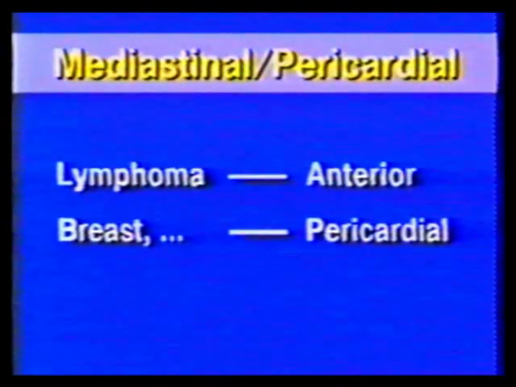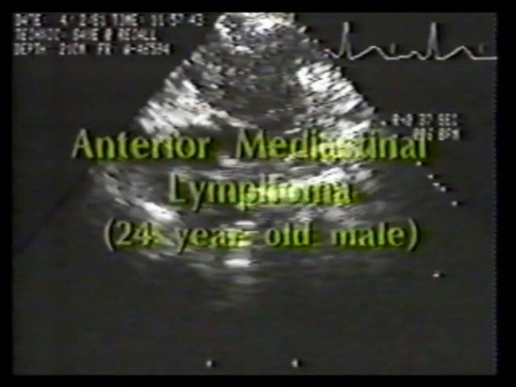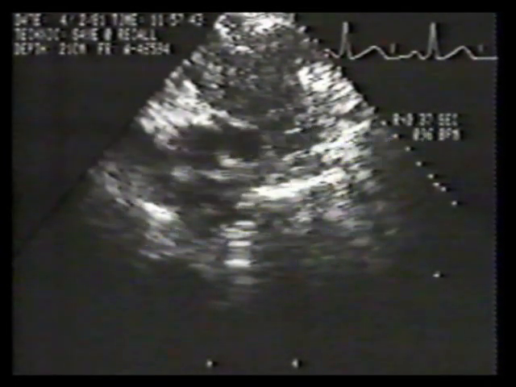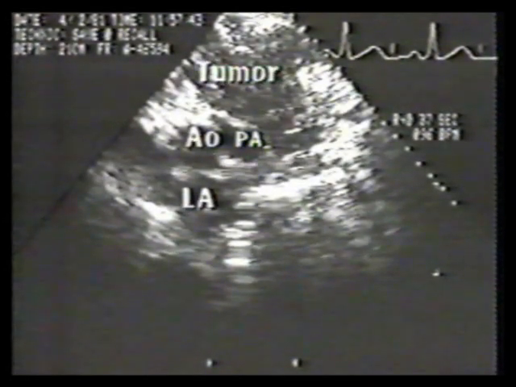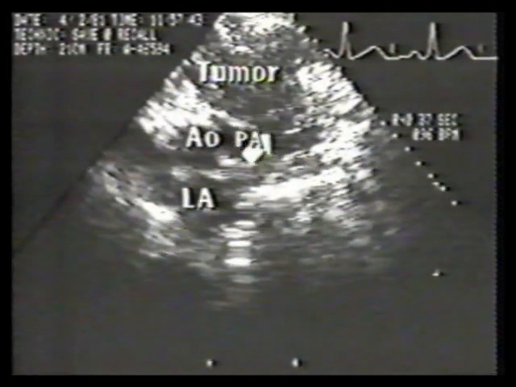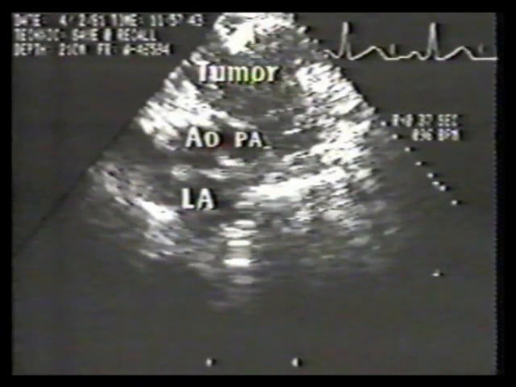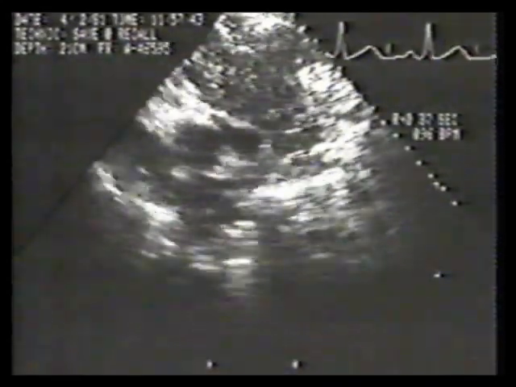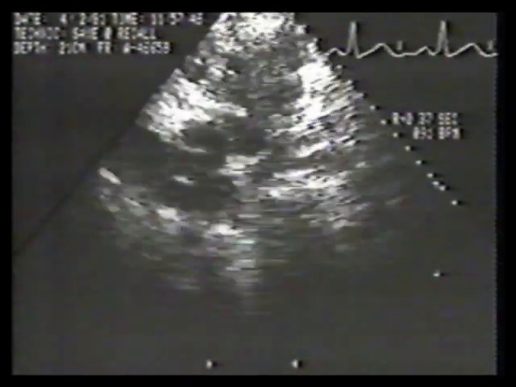The lymphoma is the most frequent anterior mediastinal tumor, while breast and lung carcinoma frequently involve the pericardium. This is a 24-year-old male with a large anterior mediastinal tumor, typical of a lymphoma. Anterior to the aorta and the pulmonary artery is a large, ill-defined mass. The anterior mediastinal position of the tumor is very typical of lymphoma.